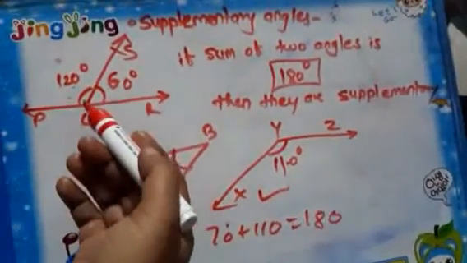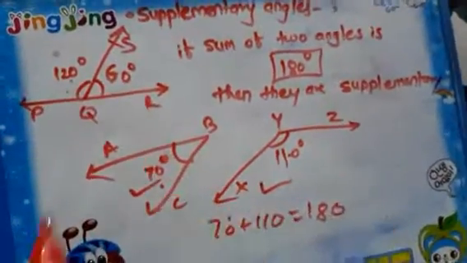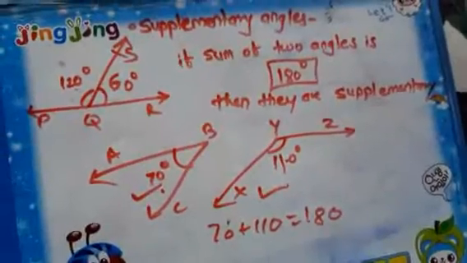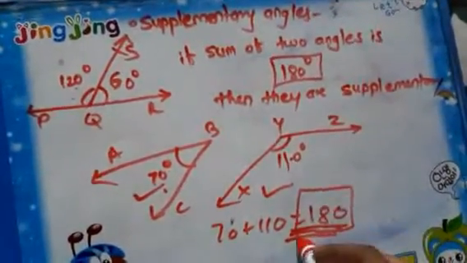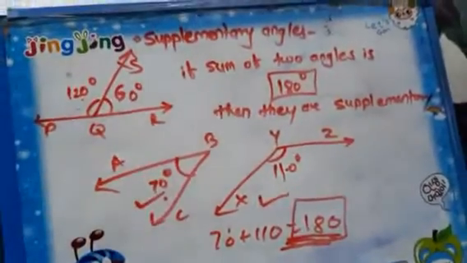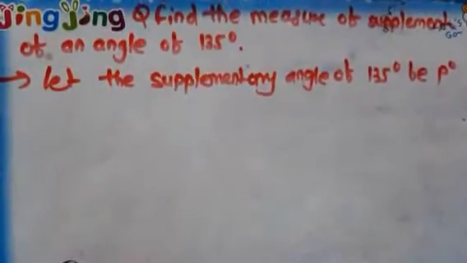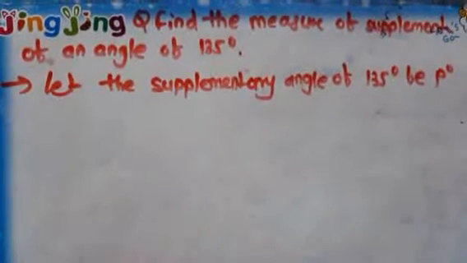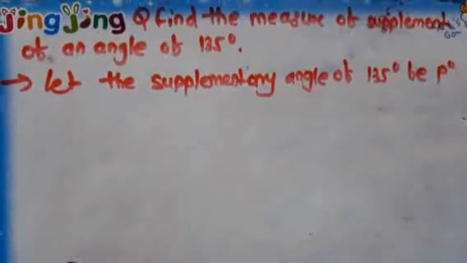Either you can join them adjacent with a common arm, or we can draw them separately. The only condition is that the addition of these angles should be 180. Then they are supplementary angles. A question related to this: find the measure of the supplement of an angle of 135 degrees.